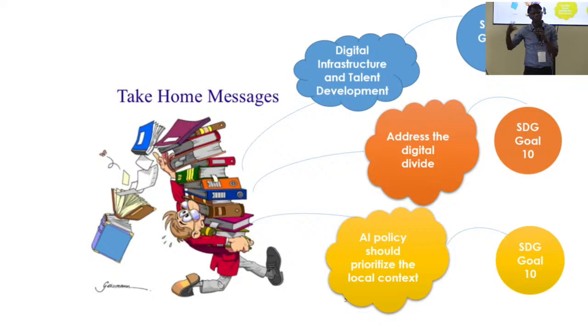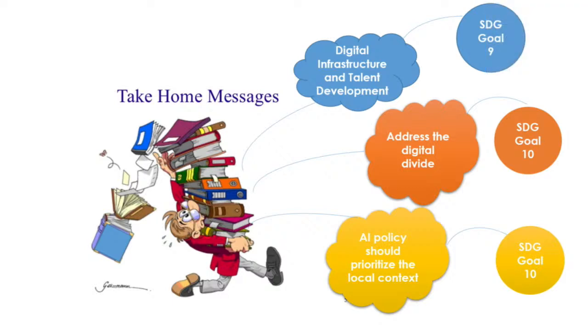And also addressing the digital divide, to say perhaps private companies, when they implement or adopt their AI technologies, should partner with societies which lack access to digital infrastructure, and do their pilot implementation studies there in order to improve the digital divide. And we also learned that AI policy should prioritize the local context, because if you check, some of the gaps in the Global South are now predominantly the digital infrastructure, as well as the digital divide.